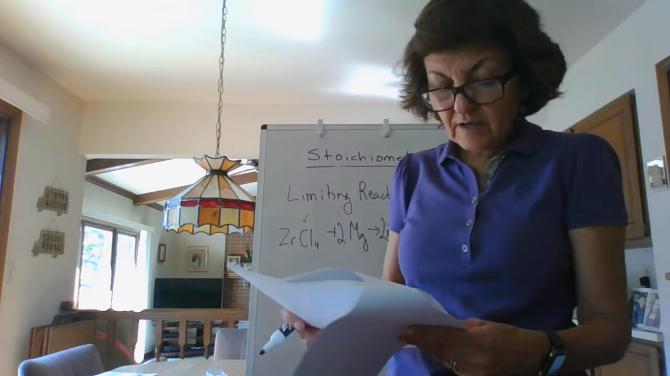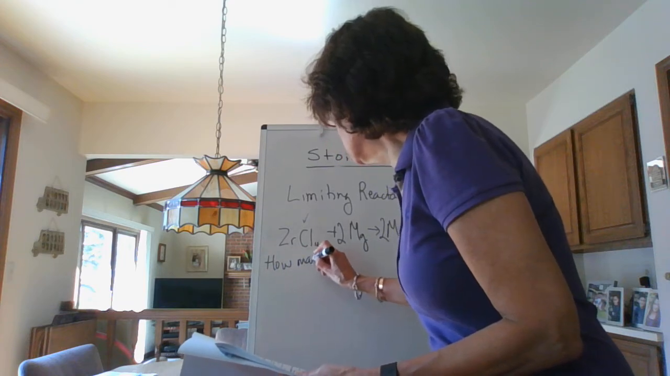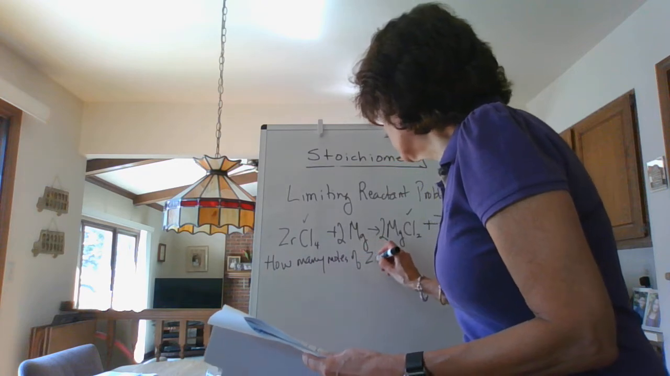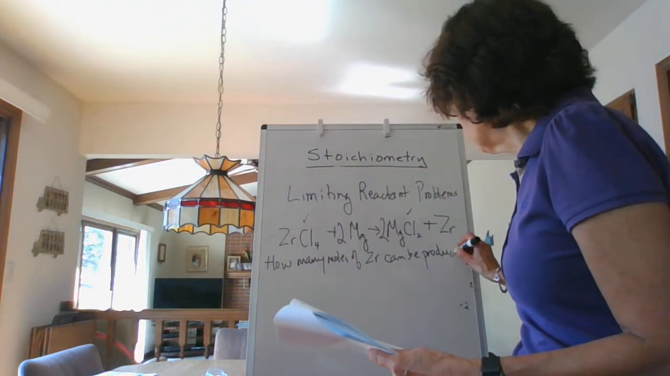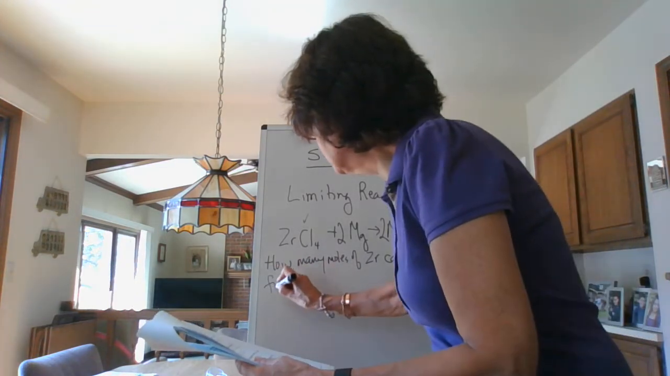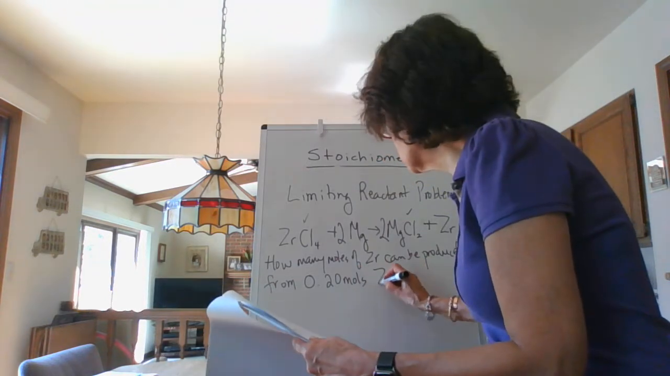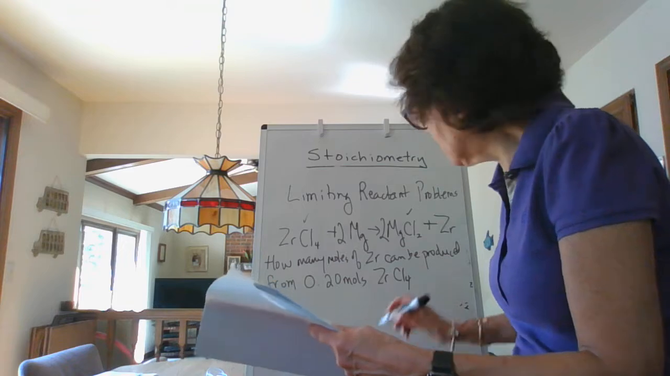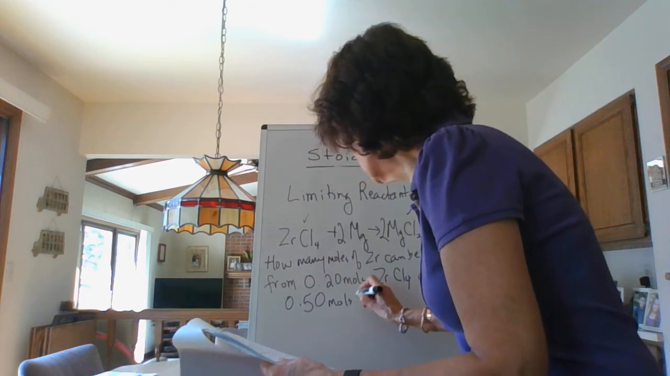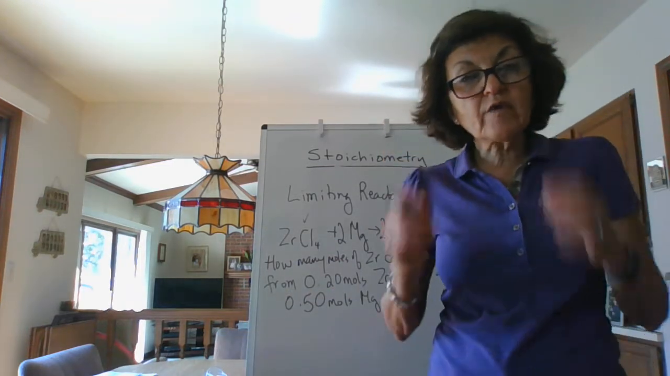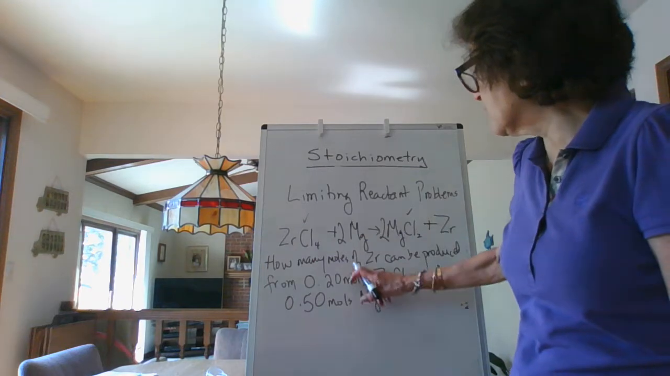All right, good. So the question is, how many moles of zirconium metal, this guy, can be produced from 0.20 moles of zirconium 4 chloride and 0.50 moles of magnesium. Now this is important. Remember how I told you guys, you can recognize a limiting reactant problem when they give you information about more than one reactant. So they've given us information about 2 reactants here.